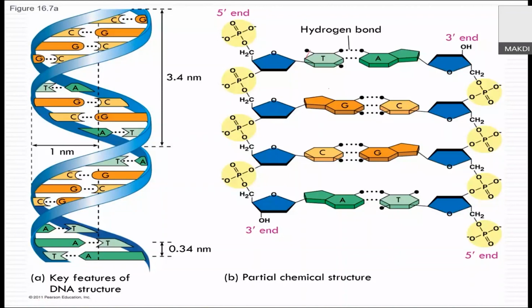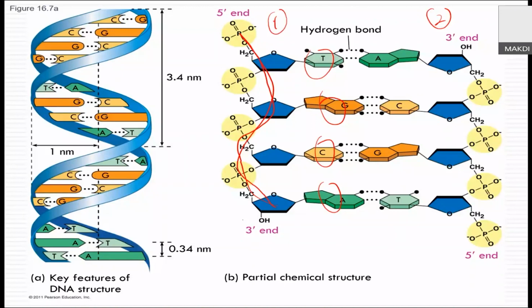Okay. T, G, C, and A. This is one strand. They are linked together by the phosphodiester bond. But between the two strands, first strand and second strand, they are similar. Only the direction is different.